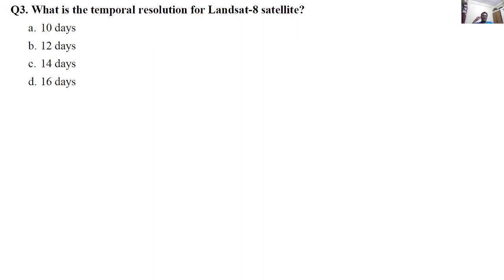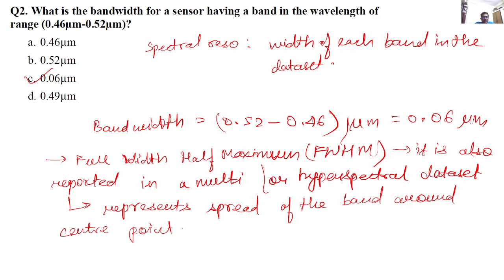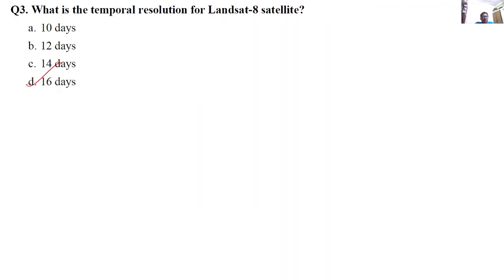Anyways, now let's move to the next question. What is the temporal resolution of the Landsat 8 satellite? 16 days, sir. Yeah, it is 16 days. So it revisits one pixel on the land after every 16 days. This one was also done. So let's take an application based on that.